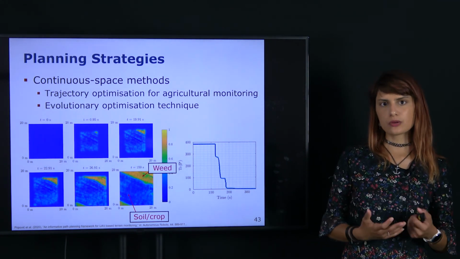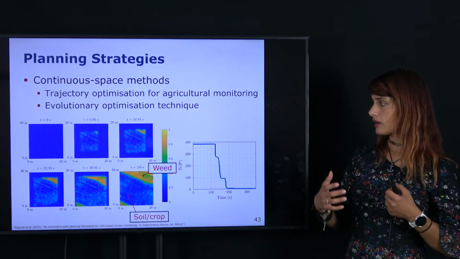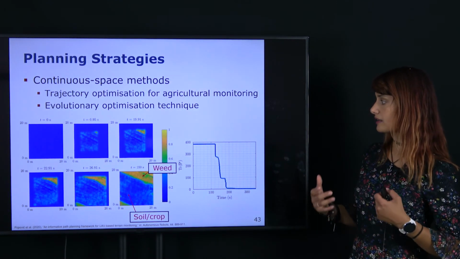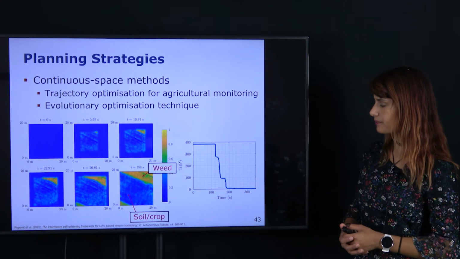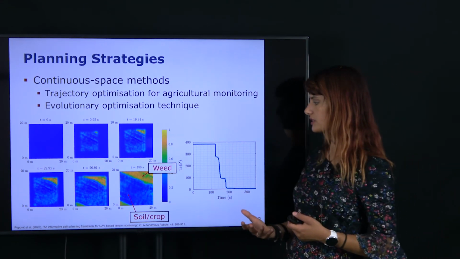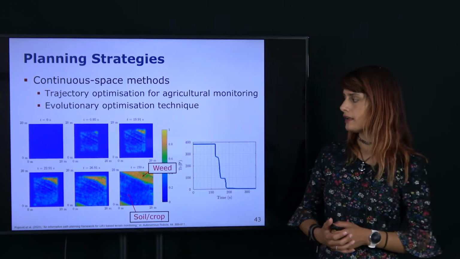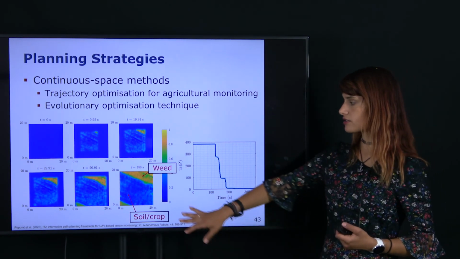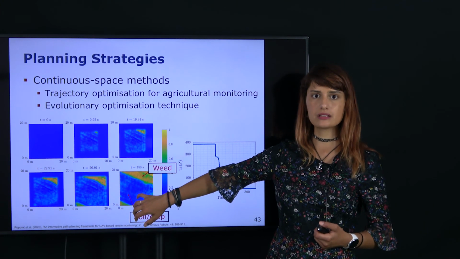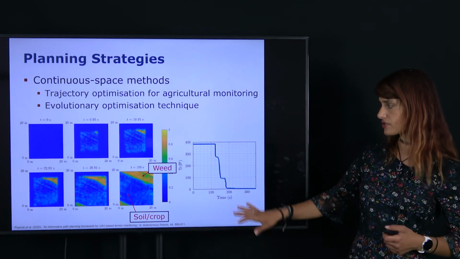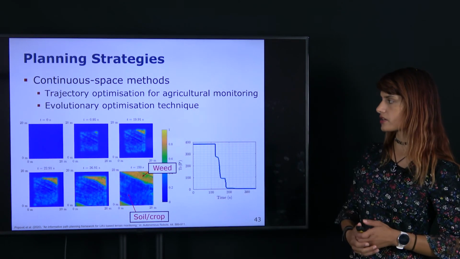So by doing informative planning, we're able to make a more complete map and also reduce its uncertainty. And this is the beauty of this GP-based mapping approach for planning: we have access to the actual values of the measurements via the mean, but also the uncertainty measures from the covariance matrix.